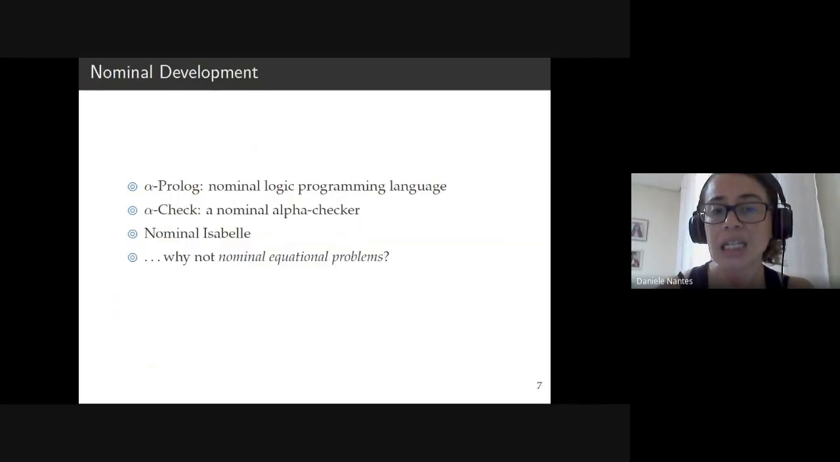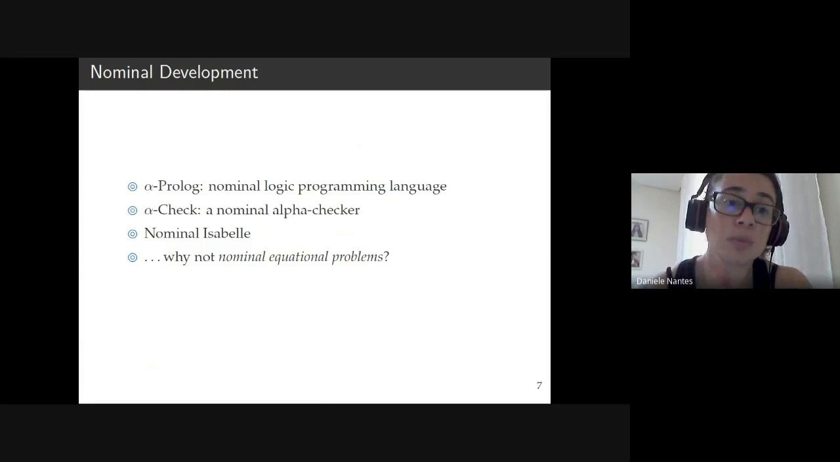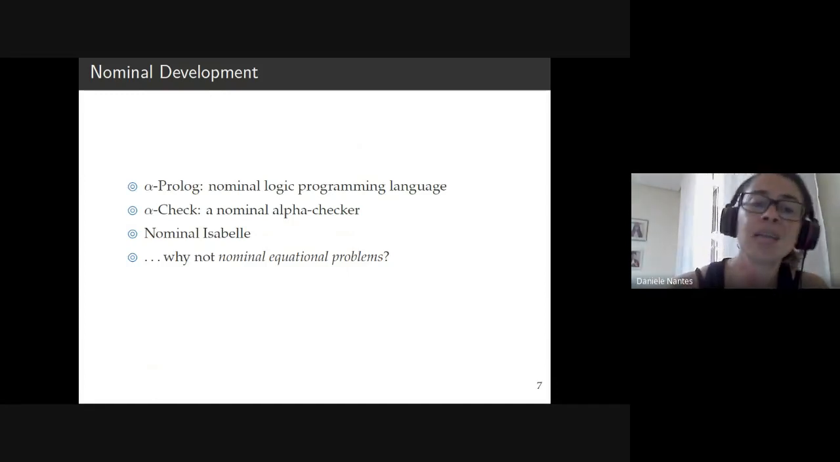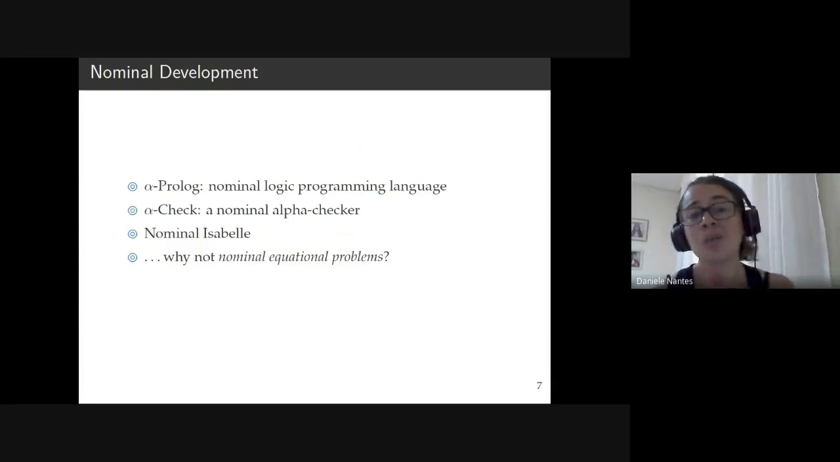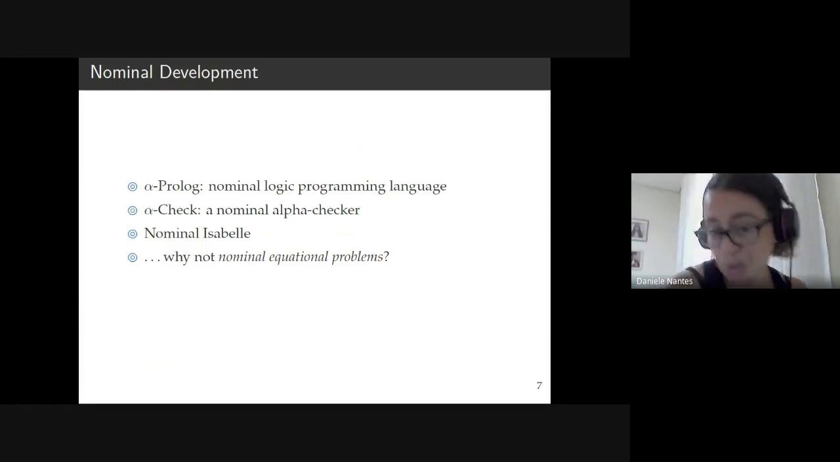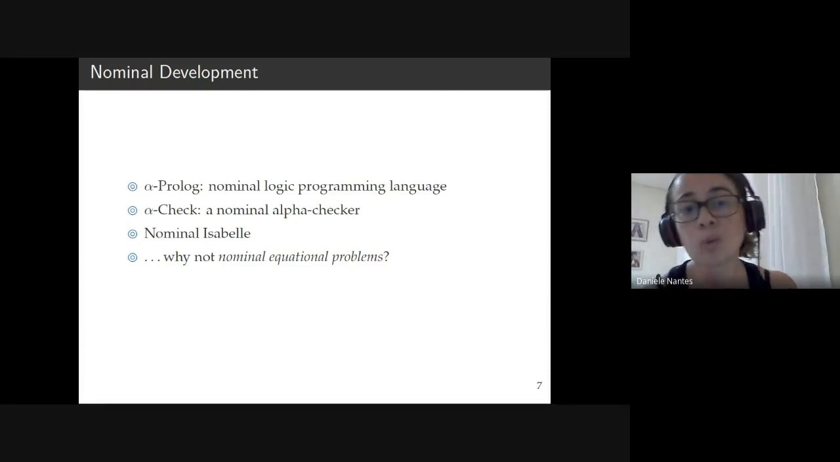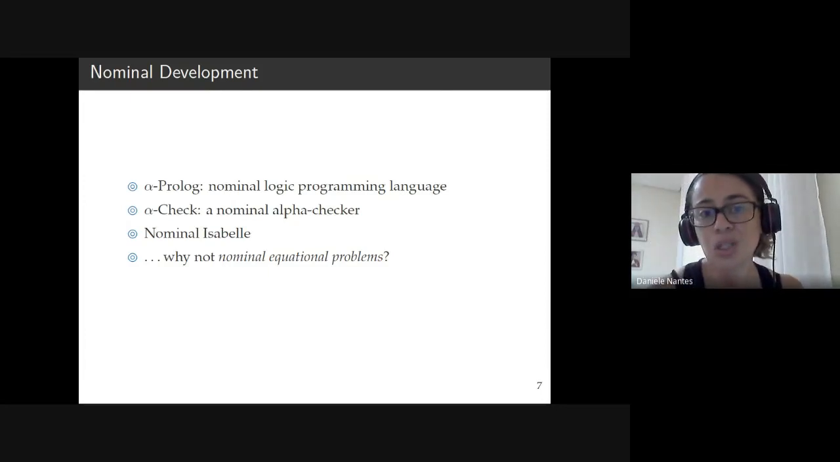The nominal language has been developed a lot, and there are lots of new techniques. We have now a nominal logic programming language, a nominal alpha checker. There is a library for the Isabelle proof assistant. So we started thinking, why not extend equational problems to the nominal world? Okay, so that's the motivation.